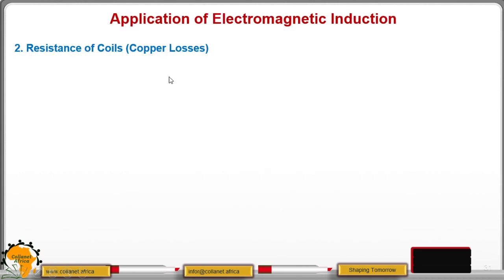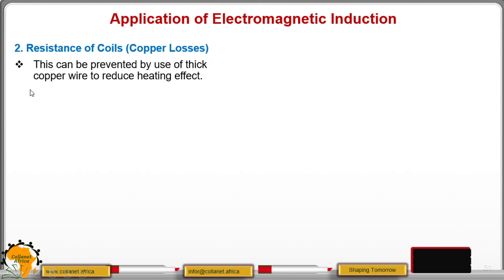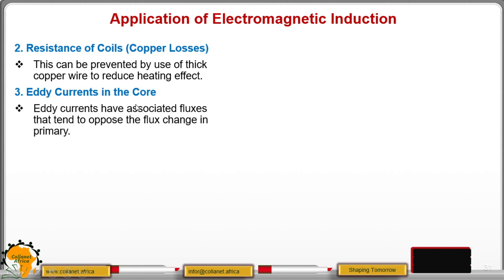Then another way of reducing power losses is the resistance of the coil, what we call the copper losses. And this one can be prevented by using a thick copper wire, and this will reduce the heating effect. Then we have number three, the eddy currents in the coil.